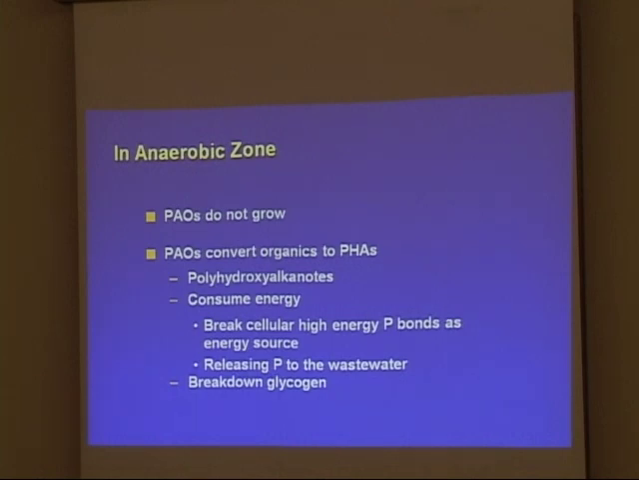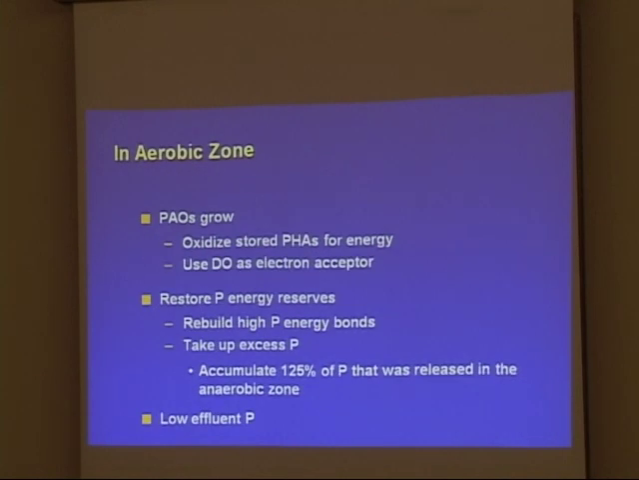Well, you're at the head of your aeration tank. They're now going to go into the aerobic zone, and as soon as they get out of cell C, the selectors, they work their way through D through G, because it's all plug flow. It's aerobic in here. All of a sudden, now they're going to start growing, and they start oxidizing the stored PHAs for energy. They're going to start using the DO as an electron acceptor. Basically, they're recharging their batteries because of the DO in there. And while they're recharging their batteries, they're taking back the phosphorus. So they're going to rebuild their high energy phosphorus bonds.